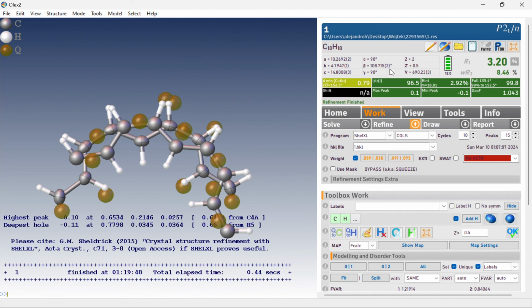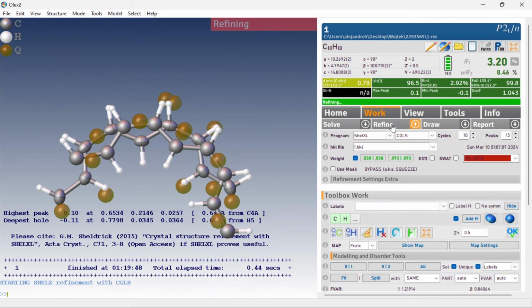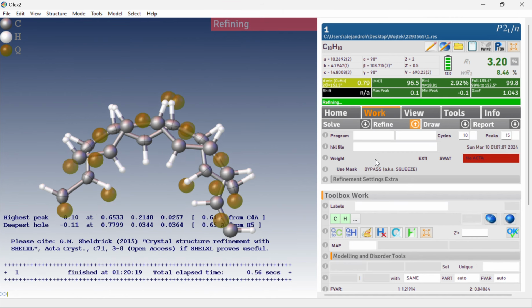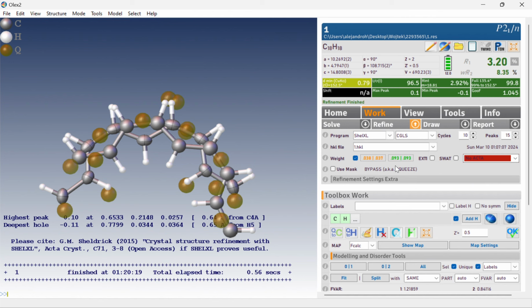Why did that happen? Because we are now not refining anisotropic displacement parameters, and there are a lot of atoms that have these displacement parameters. So by not refining them, we increased the data to parameter ratio because we decreased the number of parameters. We can refine it more, maybe it will converge the weighting scheme. Okay, we're not going to click refine all the time.